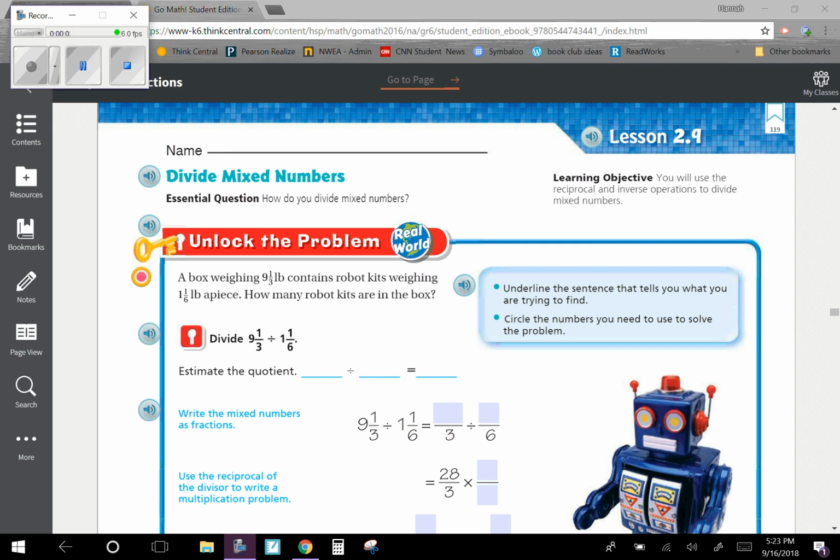Chapter 2, Lesson 9, Divide Mixed Numbers. Our learning objective is you will use the reciprocal and inverse operations to divide mixed numbers.